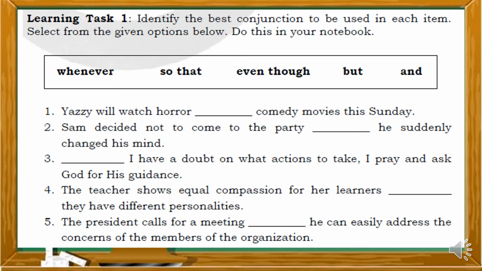This time, let us answer learning task 1. What you're going to do is to identify the best conjunctions to be used in each item. Select from the given options below. Do this in your notebook. So let us read the sentences.